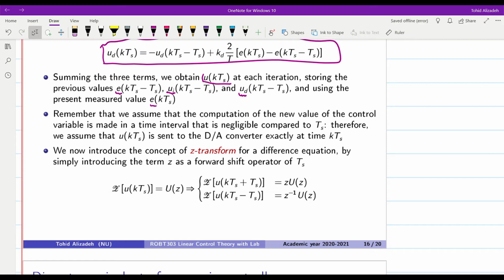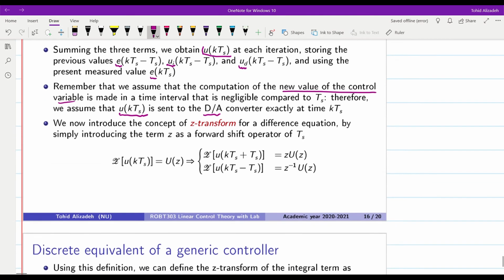You should remember that we assume that the computation of the new value of the control variable is made quickly, indeed in a time interval which is negligible compared to ts, because we need to have the signal in the control action computed, calculated, and made available before the next sampling time. So we will assume that u at k times ts is sent to the digital to analog converter exactly at time k ts. So it is already available at that time.